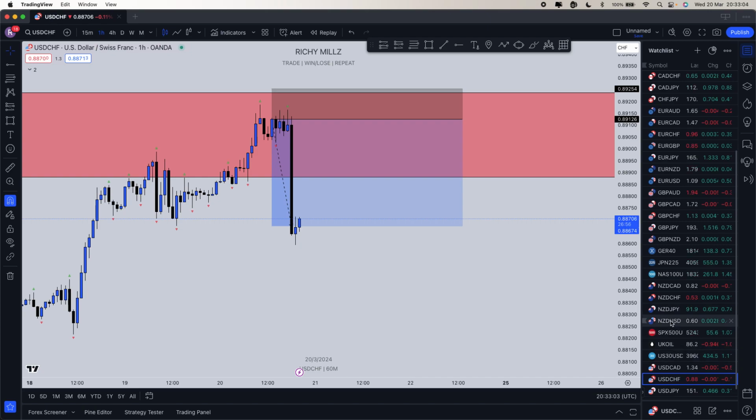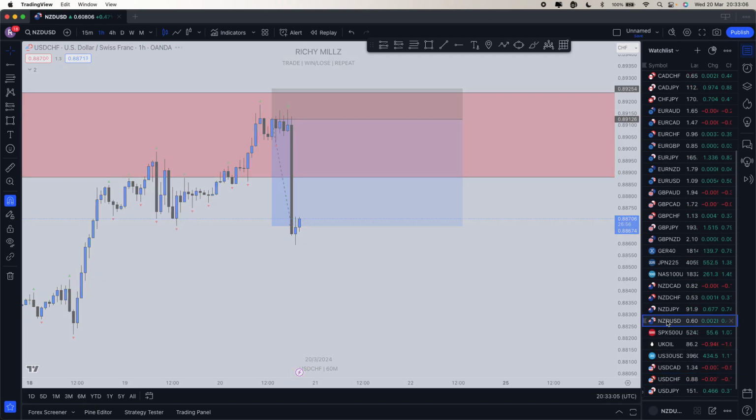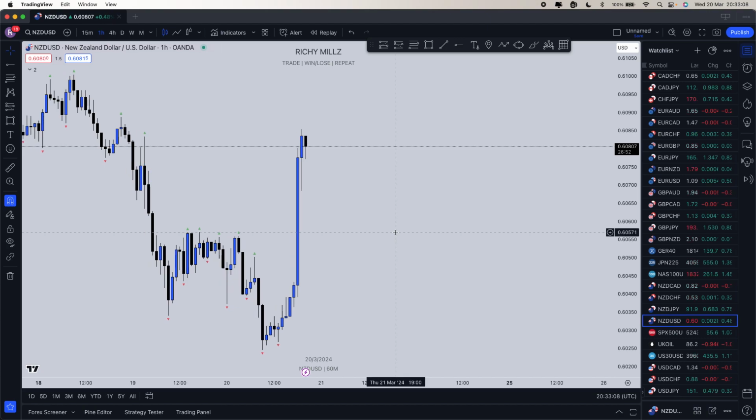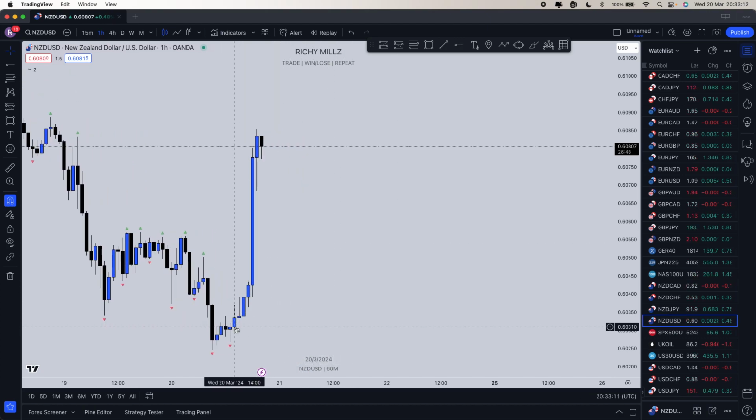Let's see. NZD USD. You see how we've got this massive influx of volume to the upside on NZD USD. Now, NZD becomes the primary pair and the secondary pair becomes USD. All right, so we've got the total opposite on the NZD USD compared to what we just had on USD CHF. On USD CHF, we had a massive sell-off. Now we've got the complete opposite.